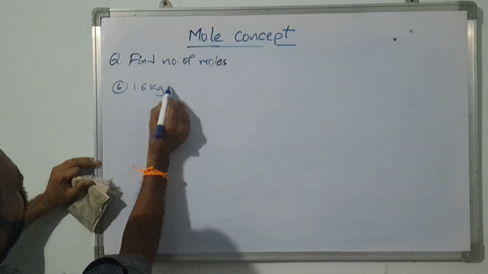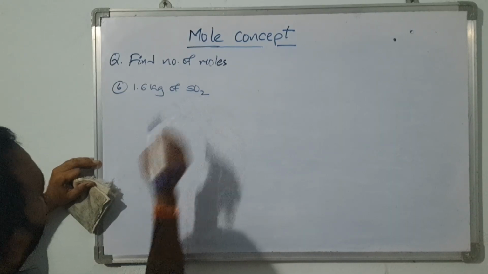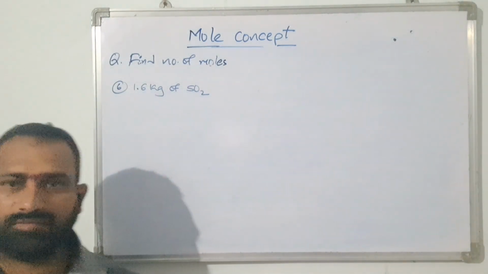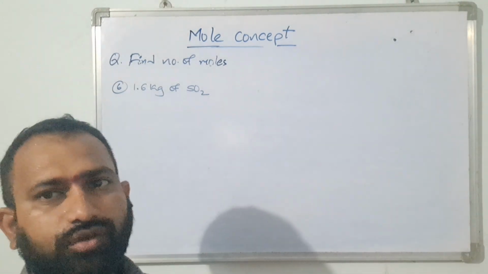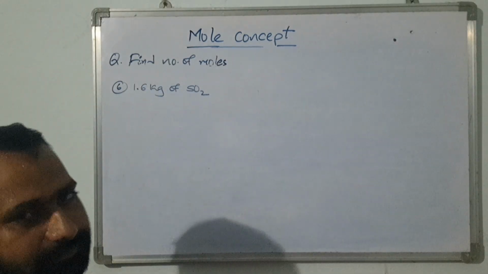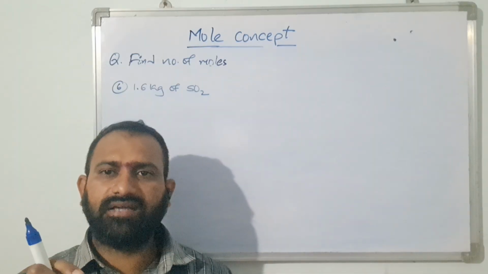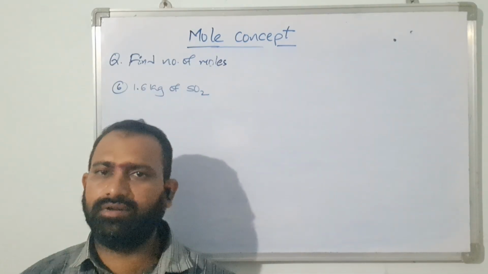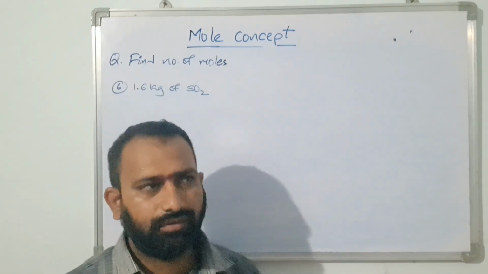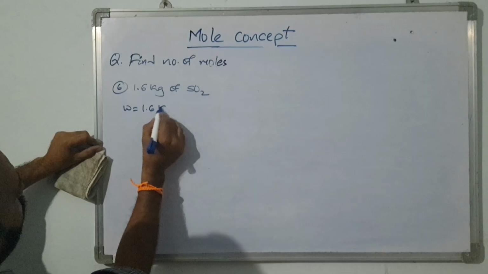1.6 kilograms of SO2 is given. Calculate the number of moles. I already told you, when mass is given in kilograms, we must convert into grams. When mass is given in milligrams or micrograms, we must convert into grams. So here weight equals 1.6 kilograms.